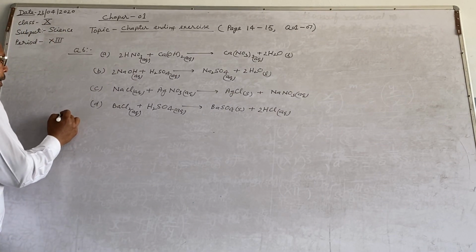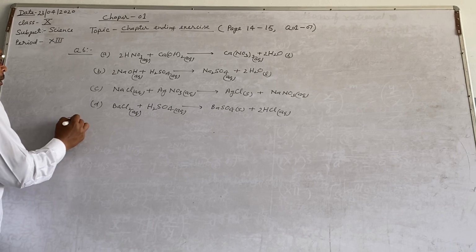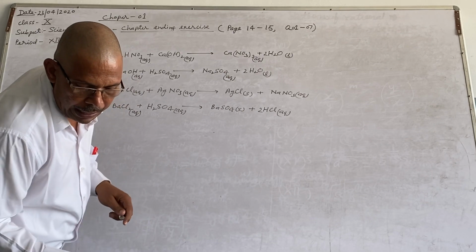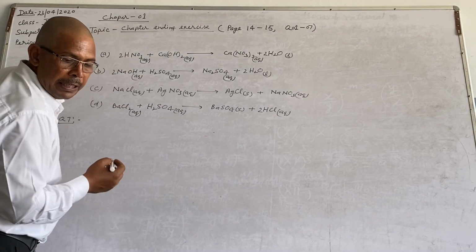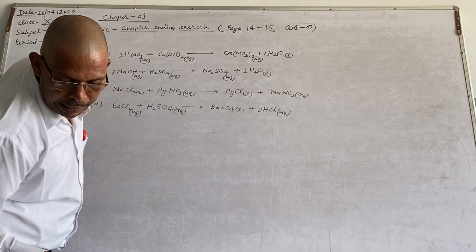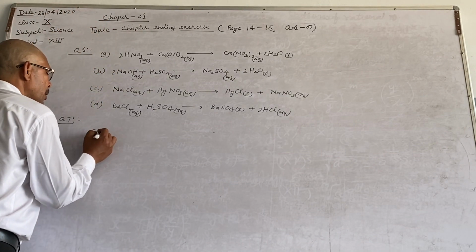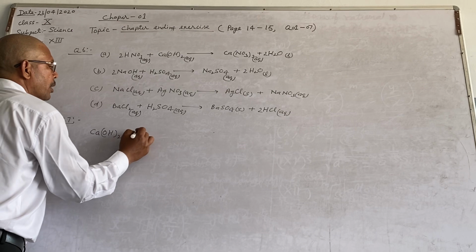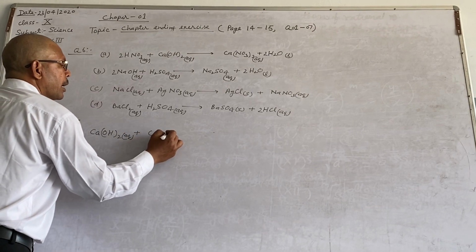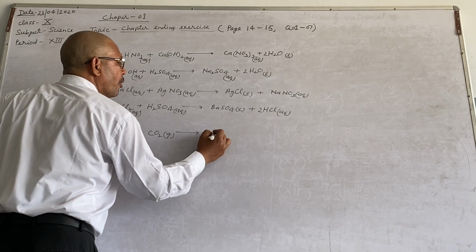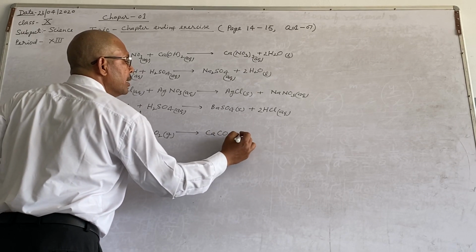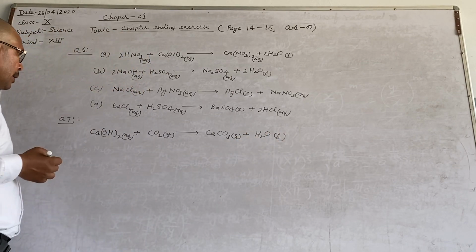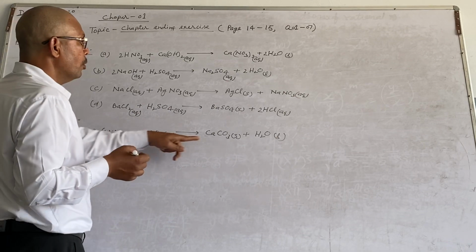And question number 7. Write the balanced chemical equation for the following reactions. Calcium hydroxide plus carbon dioxide. After reaction they form calcium carbonate and water. Ca(OH)2 aqueous plus carbon dioxide gas react to form calcium carbonate solid plus H2O. This is already balanced.